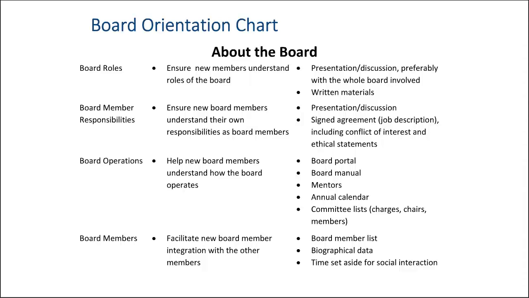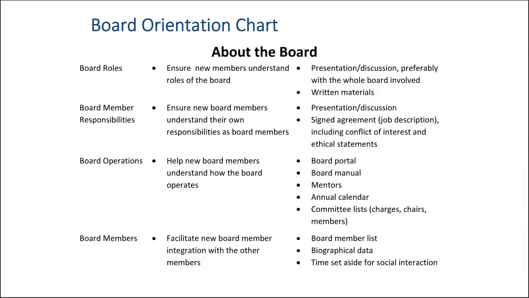A board manual is the old-fashioned way of using a board portal, but if you're in that developmental area, that's fine as well. A manual where the key organizational documents are housed. Having an annual calendar is another way to help understand the operations. And if you've got your committees listed with their charges, who the chair is and who the members are, these are tools that you probably have already. Putting them together in a packet of some kind or posting them in your board portal is a way to make sure that new board members get up to speed quickly. And getting them connected to each other.